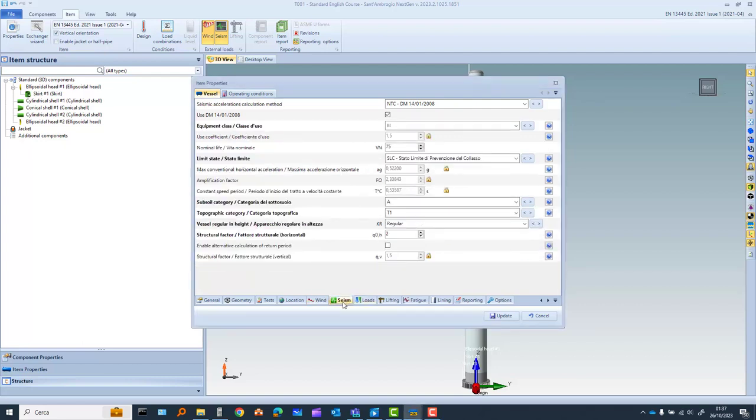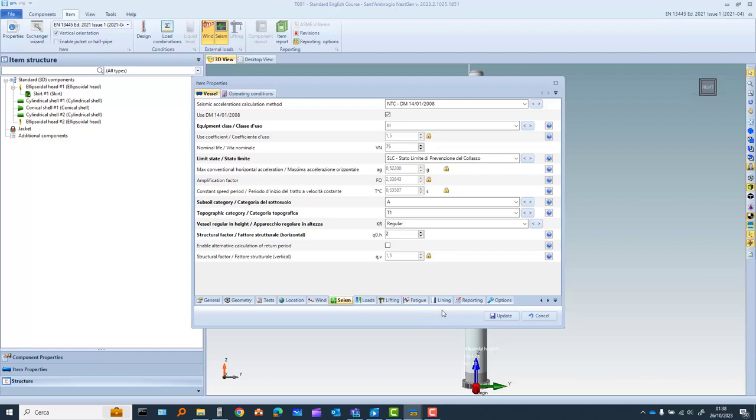The same is for seismic calculation. The usage factor is 1.5. The usage class is the third one. That means that the nominal life is 75 years. The limit state is SLC, according to the Italian standard. That means stato limite di prevenzione del collasso. That is total failure of the column. These are the characteristics of the seismic acceleration, the subsoil characteristics, etc.